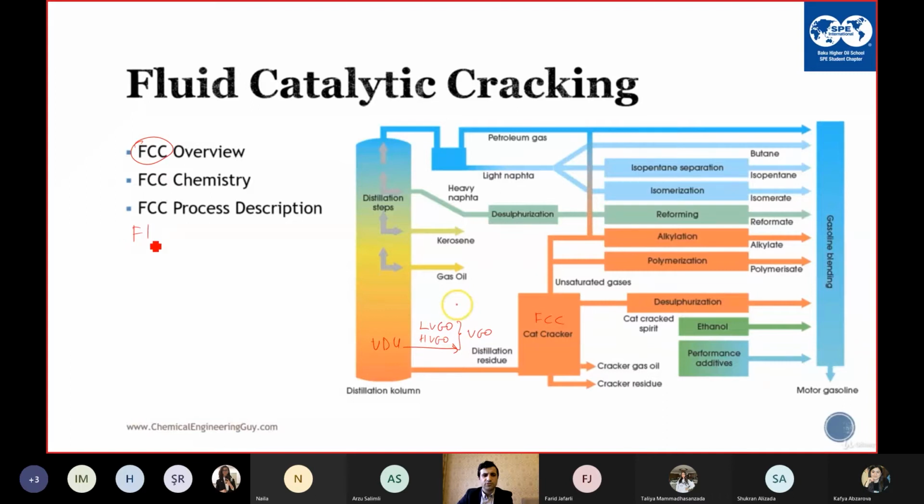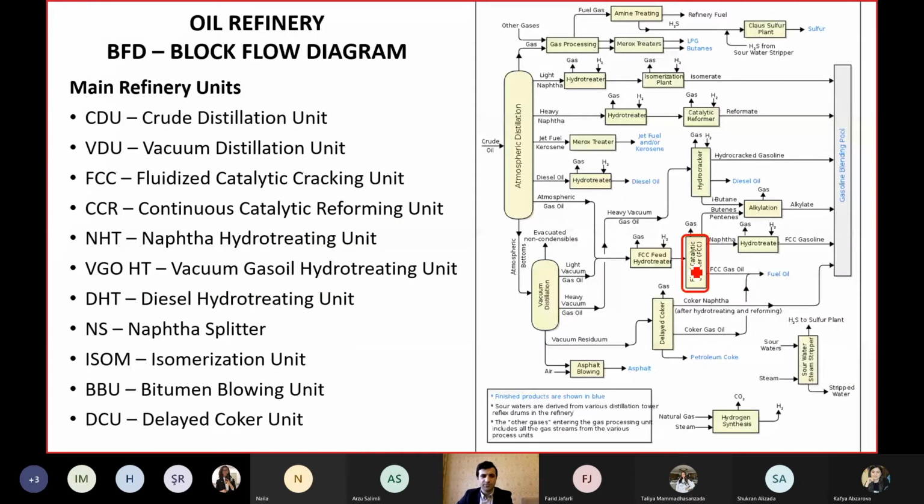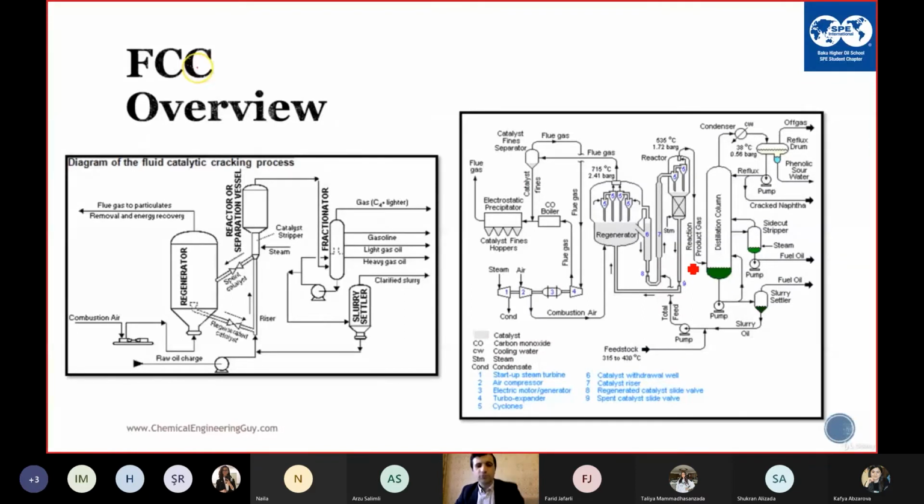So fluidized catalytic cracking. So this is FCC, as you can see where it is located in the BFD. The overview of the process. But before starting this one, CDU and VDU are separation based on the boiling point. That's why they are physical processes.